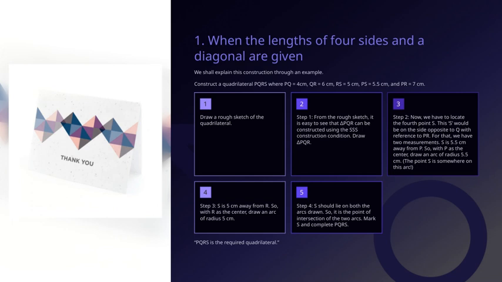The crucial part is finding where S is located. S should be on both of these arcs, so where they intersect will give us the exact position of S. Mark the intersection point as S. Finally, connect S to the other vertices, and you'll have completed the quadrilateral PQRS. This process highlights how knowing specific side lengths and a diagonal allows us to construct the entire shape accurately.